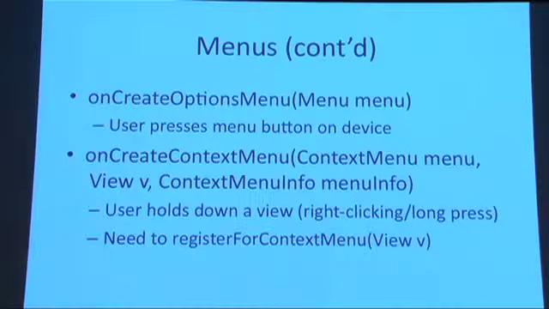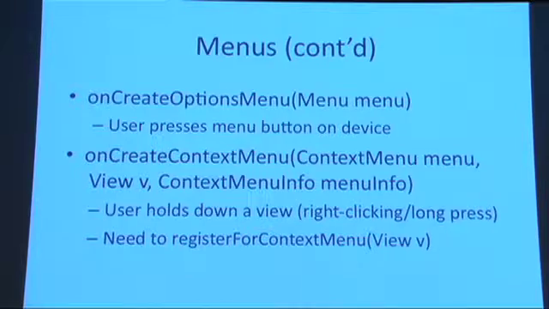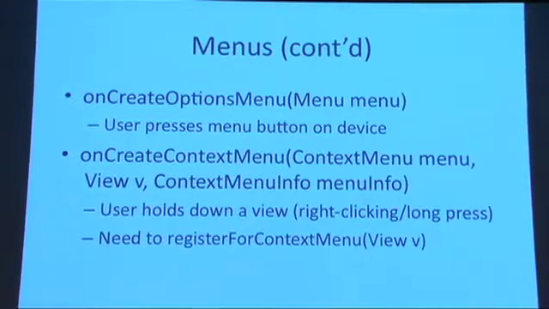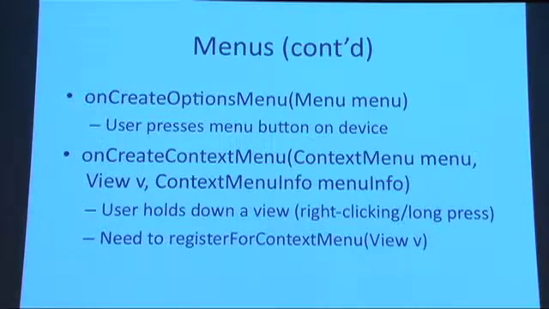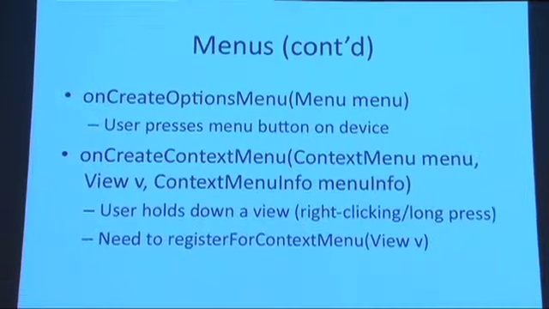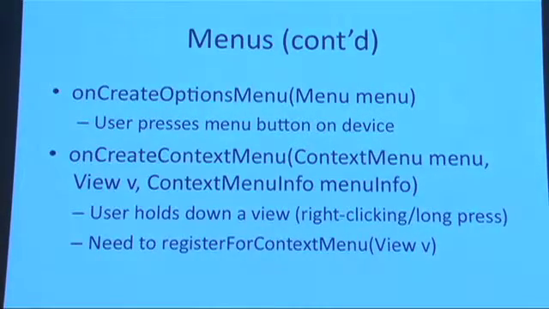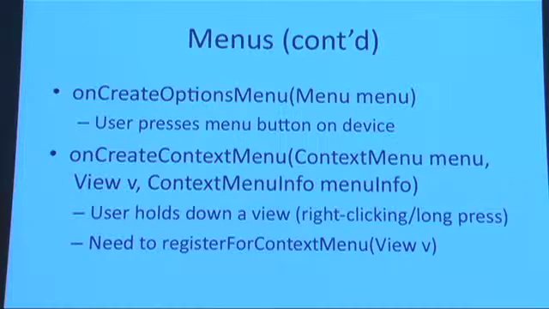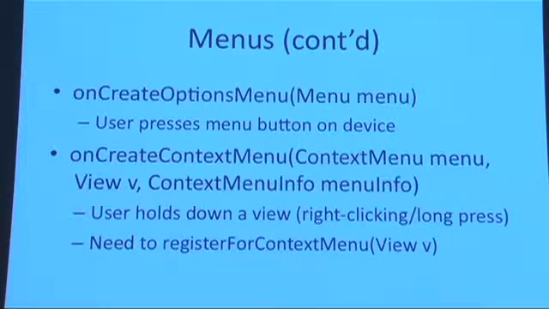And the second command would be onCreateContextMenu, with all these parameters there. This is when a user holds down a view, either by right-clicking it if you have some kind of keyboard phone, or if you long press something. An example of this would be in the Gmail Android app, where you long press a message and a list of things come out. Somewhere in there you have the delete. The next thing is that you need to register for this context menu, and you need to write some lines of code for that part.